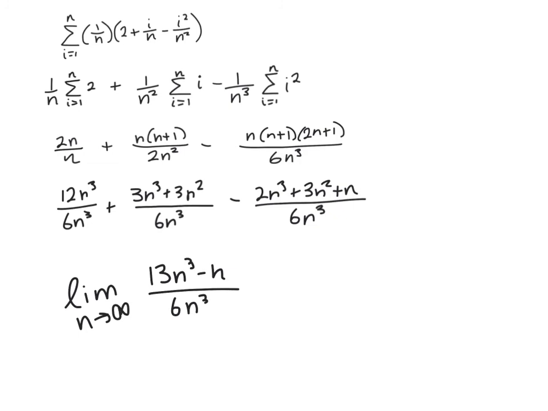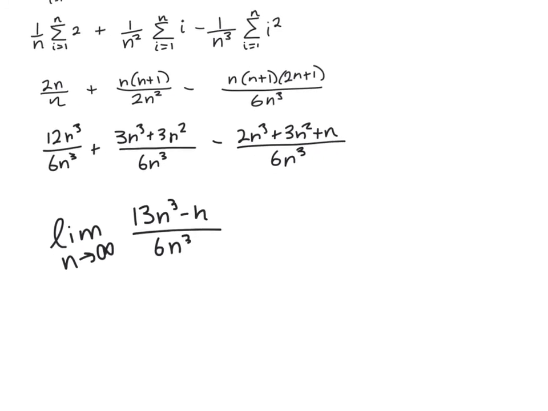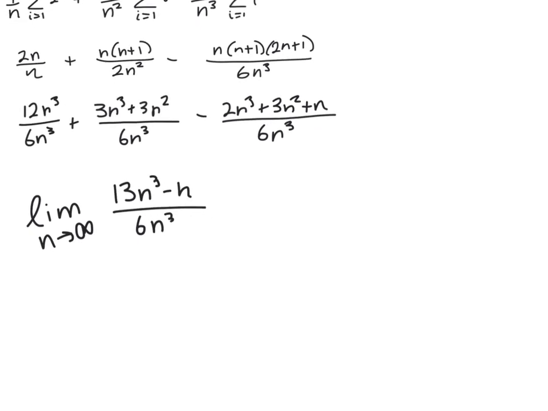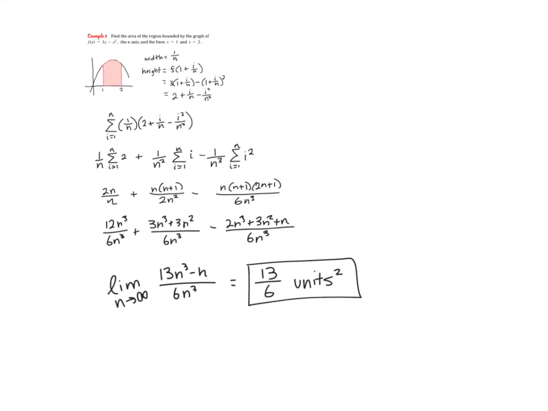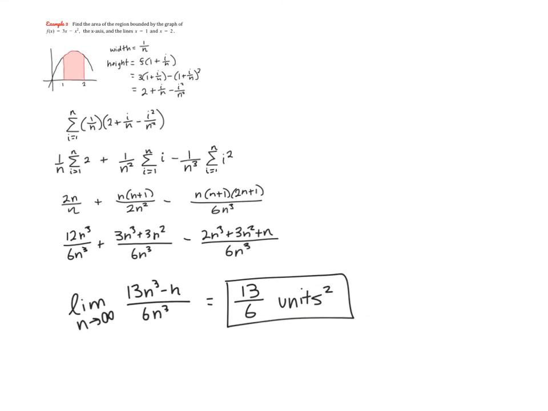Remember, the main idea behind this is that we want to make the number of rectangles as many as possible, because the more rectangles we have, the more accurate our calculation will be. Now, once again, our degrees in the numerator and denominator are the same, so our limit is the ratio of the coefficients of those terms. So it's 13 over 6. Let me add in units squared. That's the area under that curve between the intervals x equals 1 and x equals 2.